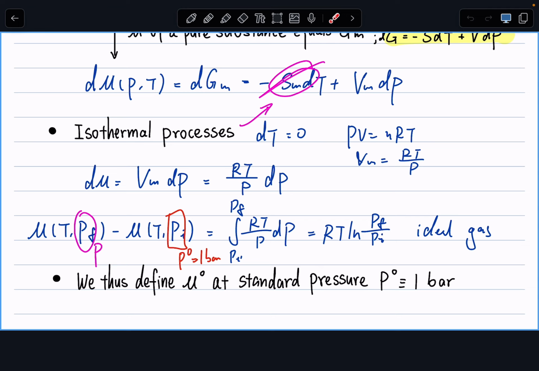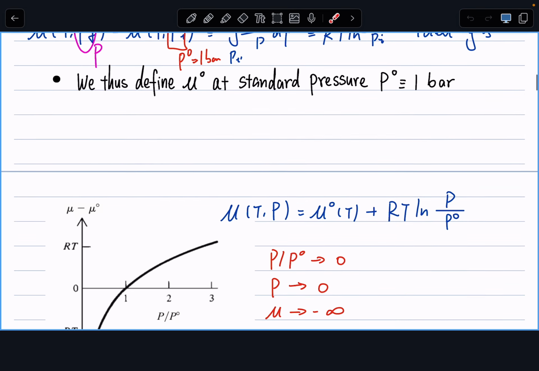If we take our P initial as our standard pressure, we have the standard chemical potential. So the chemical potential for an isothermal process with respect to pressure equals the standard chemical potential plus RT ln P over P naught for a pure chemical species. Then we took one more step, from a pure chemical species to thinking about ideal gas mixtures.